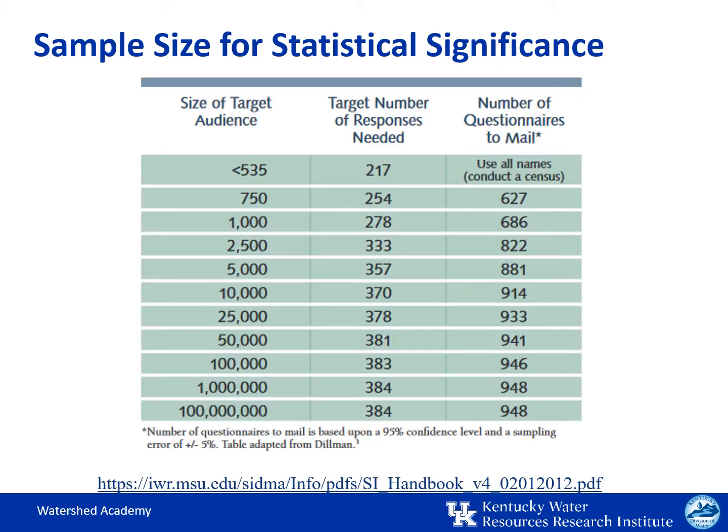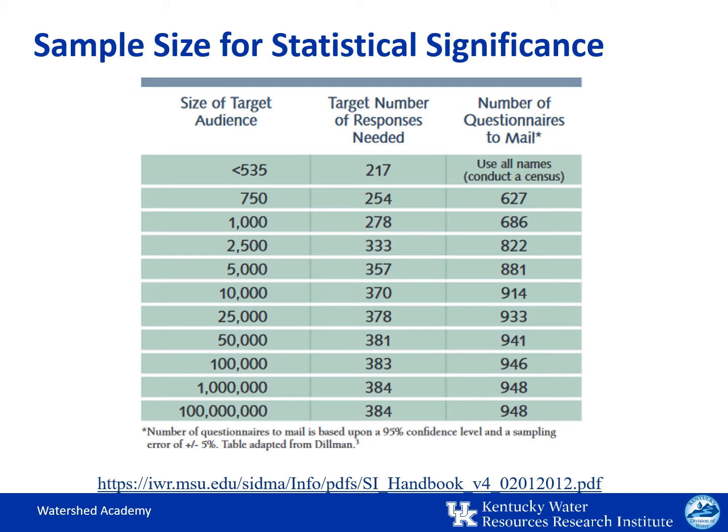Here's an example of the target audience responses needed based on the audience size. This table is taken from the Social Indicator Planning and Evaluation System for Non-Point Source Management, a handbook on watershed projects, which is a great resource for planning social survey collection. One thing that you might notice is that you need about the same number of responses for an audience size of 10,000 as 100 million.